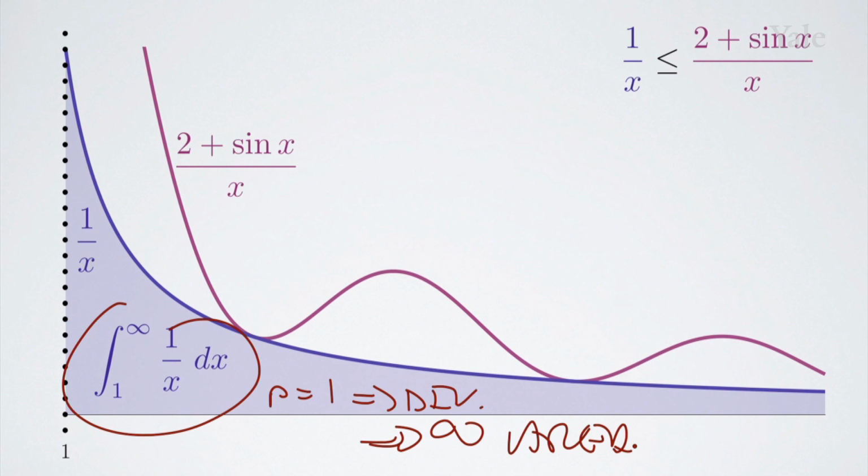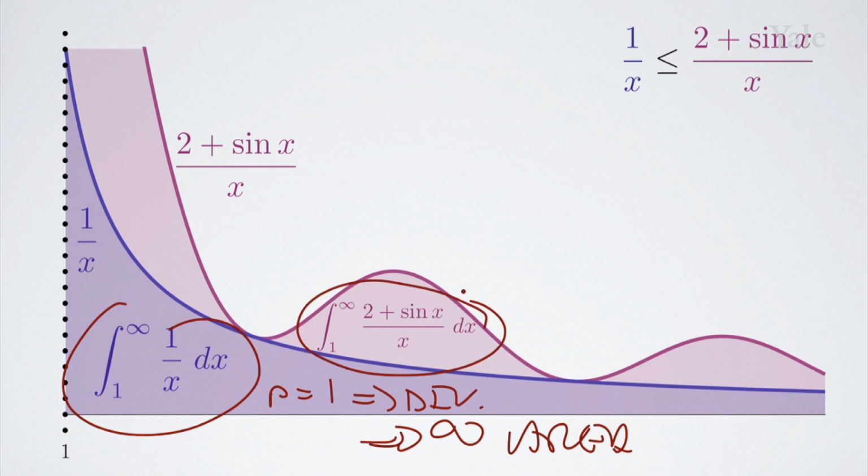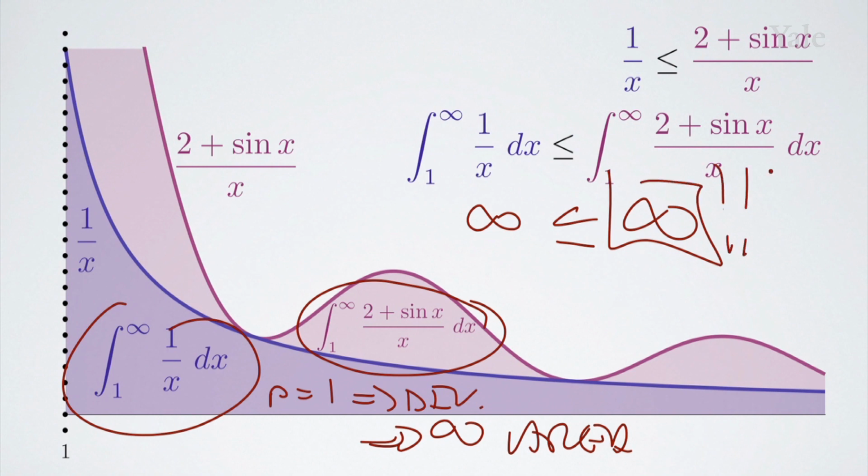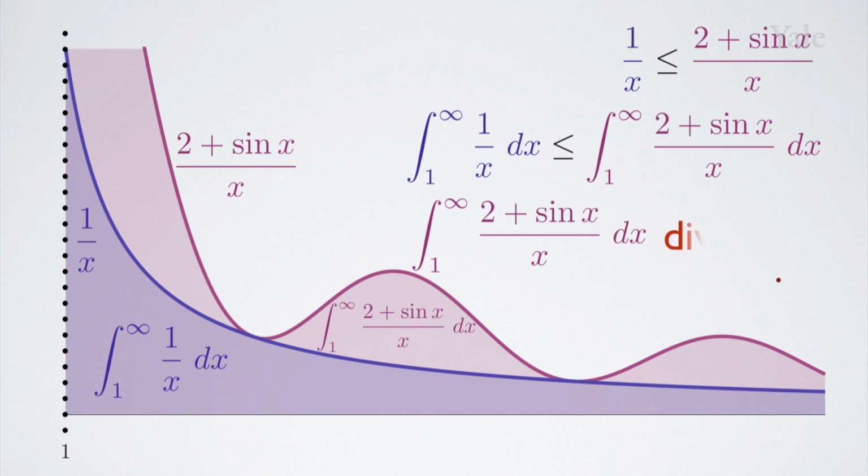Well, if we look at the area under 2 plus sine x over x, clearly we can articulate that area by this improper integral, and it's got to be greater than the area from 1 to infinity of 1 over x. So we write down mathematically what this says. If we have an infinite amount of area here, and we have an area that must be bigger than infinity, that means it has to be infinity itself. So in essence, the improper integral of 2 plus sine x over x diverges.